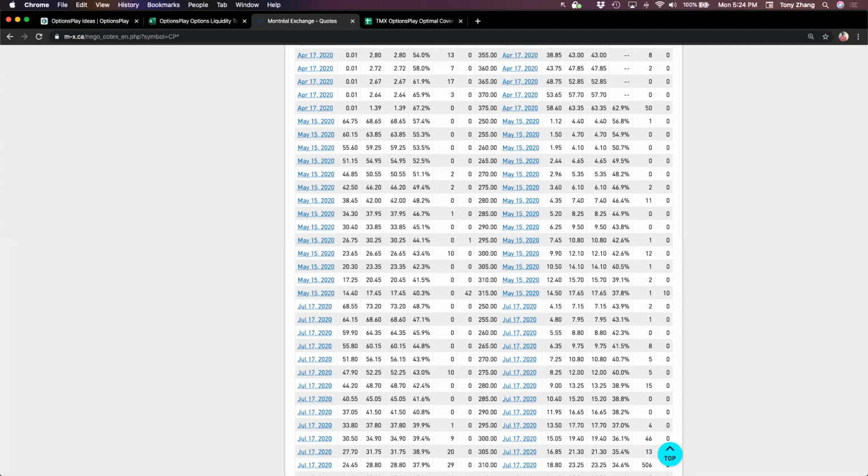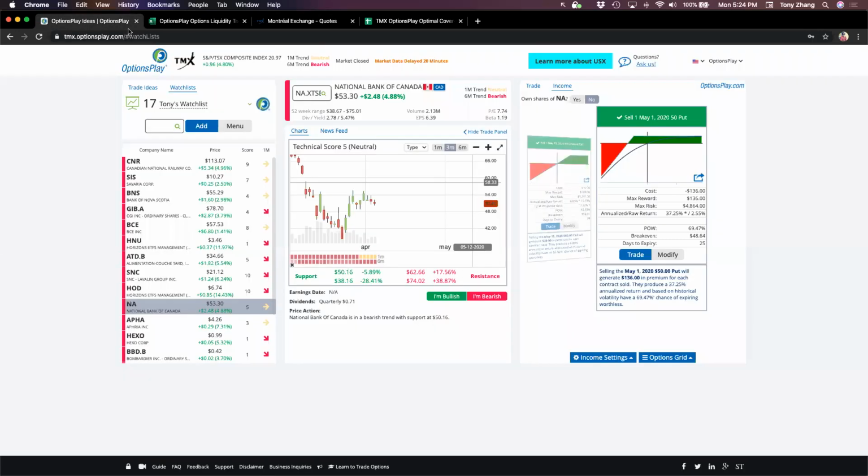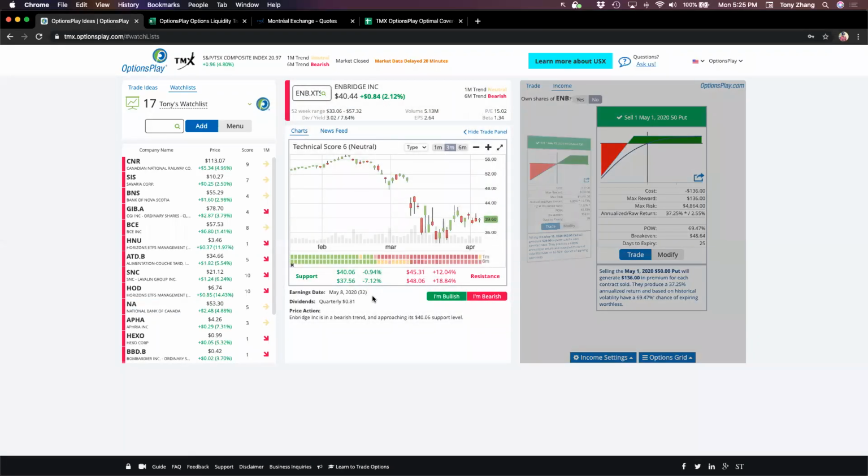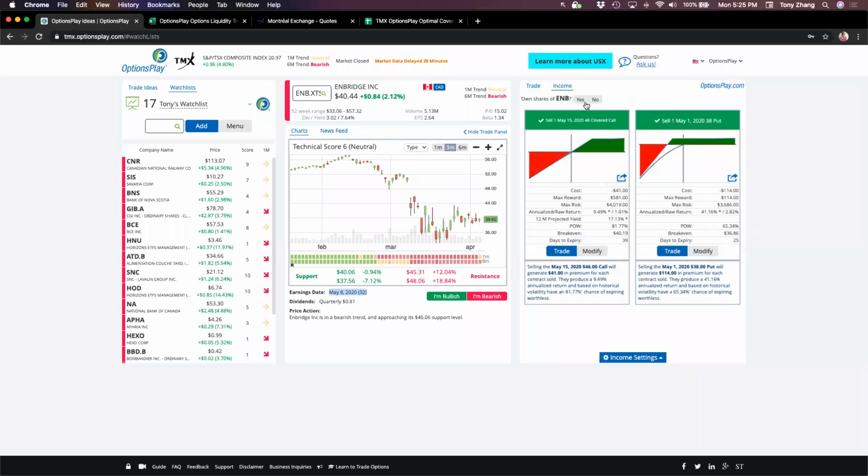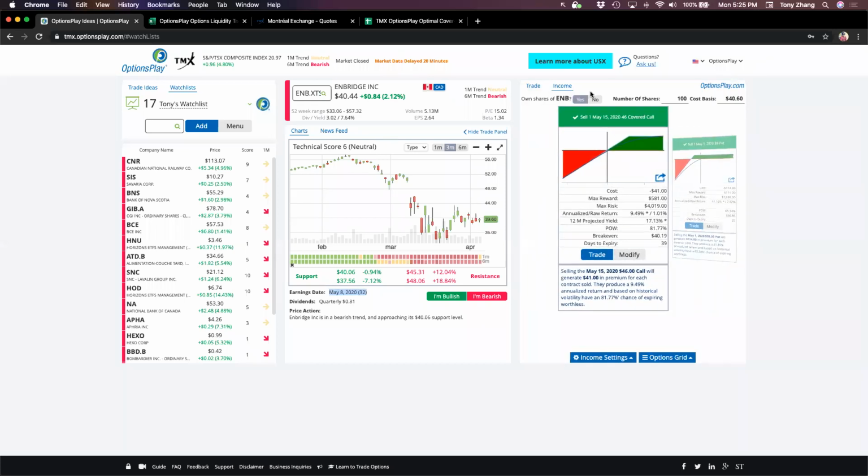Hi, in the Enbridge example, if the income tab showing the sell cover call expires May 15th when the earnings date is May 8th, should we skip that date? Oh, yes. I didn't see that Enbridge had an upcoming earnings date, but good call. So this is coming up on May 8th. So I would not sell the May 15th cover call.